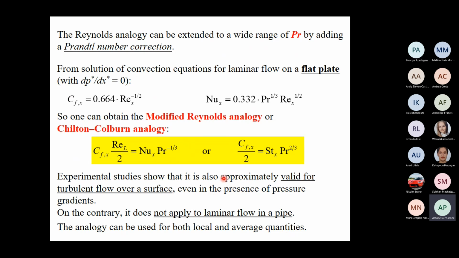Experimentally, it's possible to show that this analogy is valid not only for laminar flow, but also for turbulent flow over a surface. So also for turbulent flow, I'm able to deduce information about the Nusselt number by estimating the CF coefficient. It's not possible to apply this analogy for a fluid that flows inside a pipe. It is valid only for the case of a flat plate.